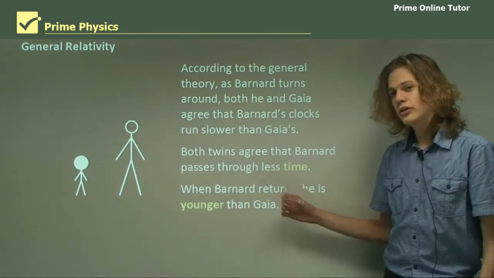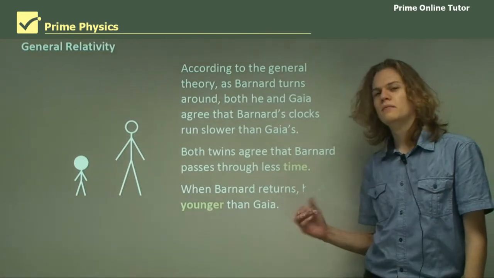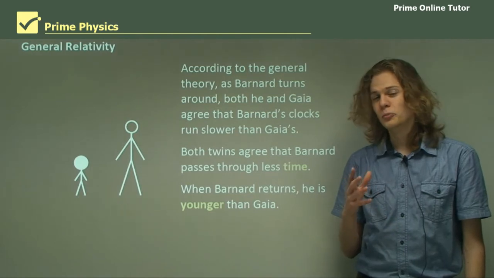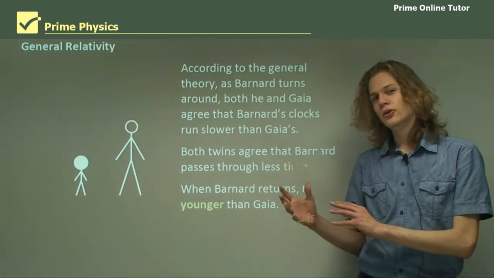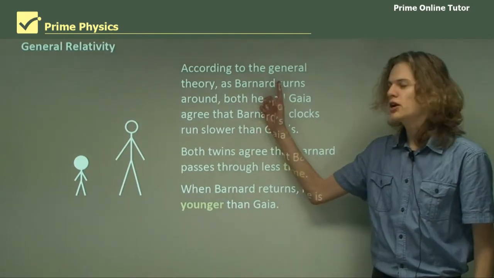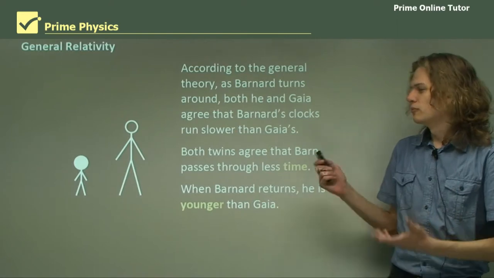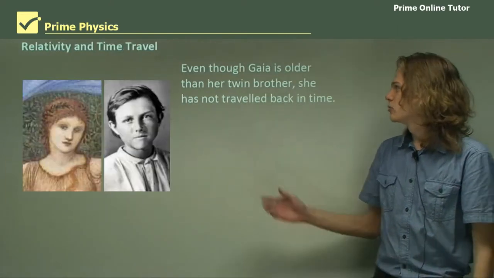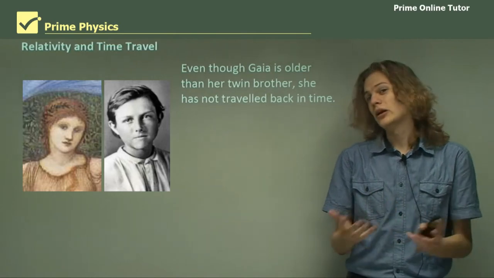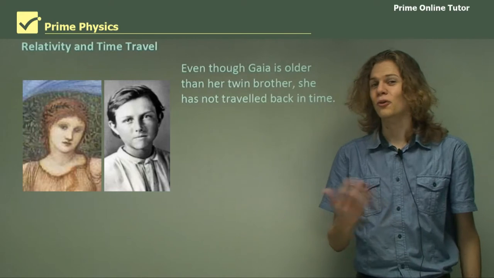So both twins agree that as Barnard accelerates around Barnard's star, he is passing through time more slowly than Gaia. But, and I'll repeat it once more, this is not a consequence of special relativity, this is a consequence of general relativity. So, what this means is that when Barnard comes back, he's younger than his twin, who is presumably no longer a twin, because they're no longer the same age.